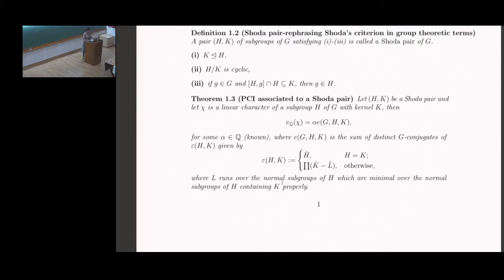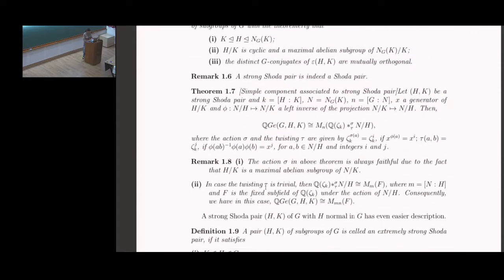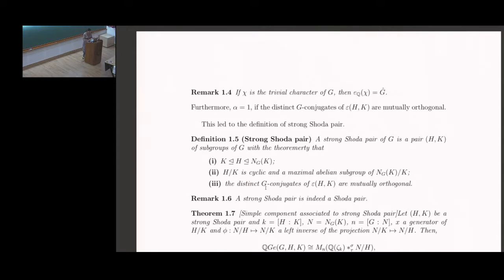So what is known about strong Shoda pairs? Just a brief remark. If you look at the trivial character of G, it's a character of G, so the associated Shoda pair is (G, G). Everything goes to the kernel, right? So what is the idempotent that you're getting corresponding to it? That is simply G hat, and we have checked that it is indeed an idempotent.